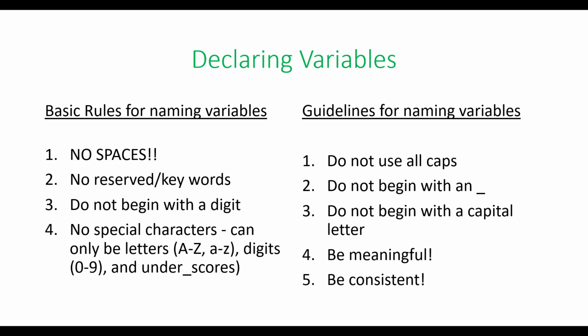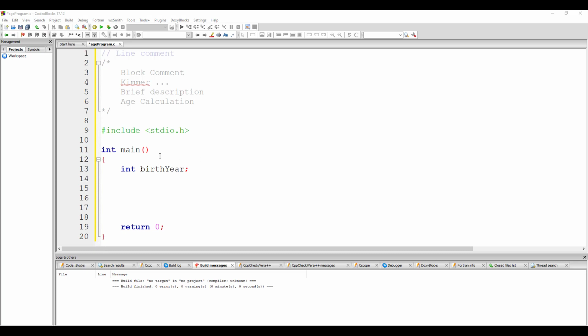Now there's lots of different ways to create variables or declare variables. So let me show you what a couple of those ways are. If you look at the program that we just did, notice I created birth year. So now I didn't use all caps. I didn't begin with an underscore. I didn't begin with a capital. And it's meaningful. You see what it's going to hold. However, you'll notice that I do have a capital Y in the middle of it. This is known as camel casing. So you start with a lowercase, but every successive word begins with an uppercase.